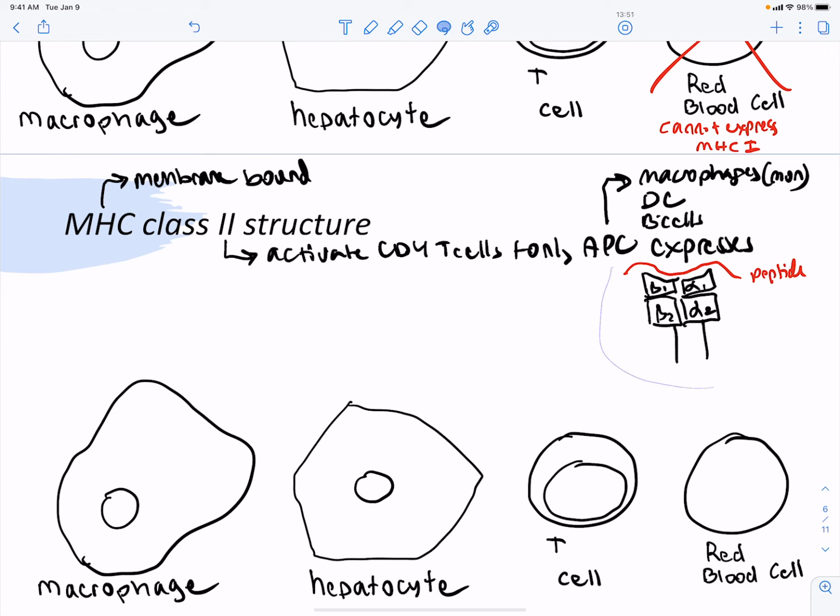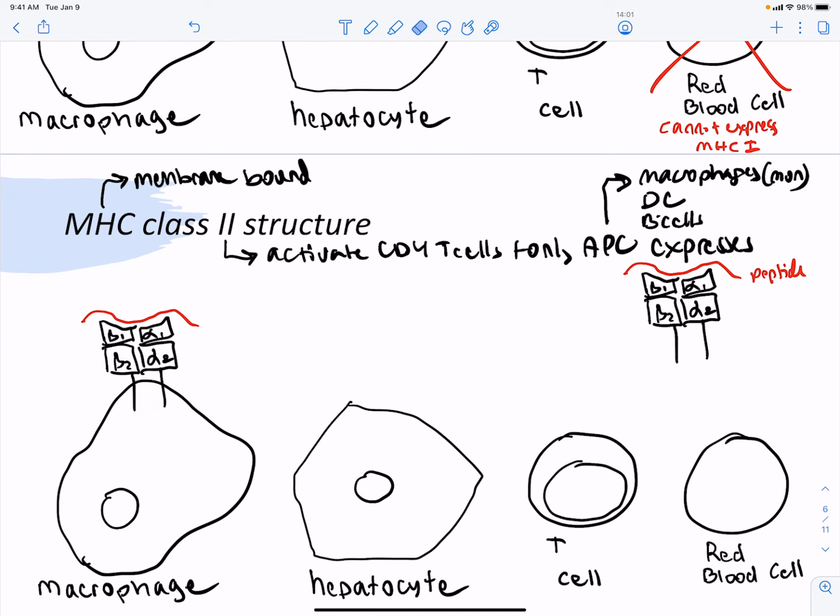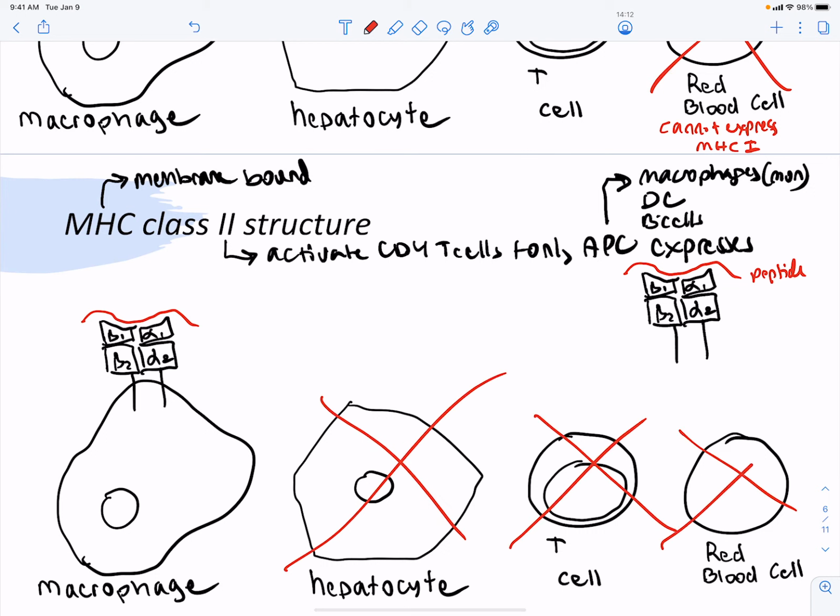Now, this MHC Class 2 molecule will be expressed by your macrophage. It will not be expressed by a hepatocyte. It will not be expressed by a T cell, and it will not be expressed by a red blood cell. So only an APC, in this case a macrophage, can express it.